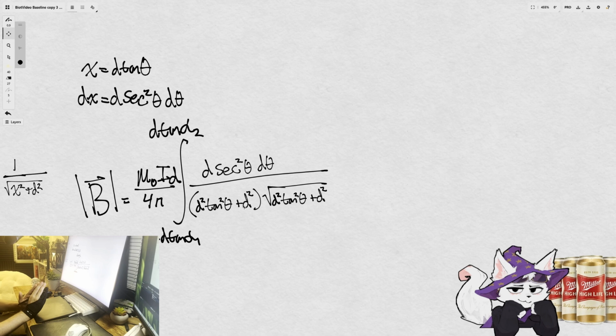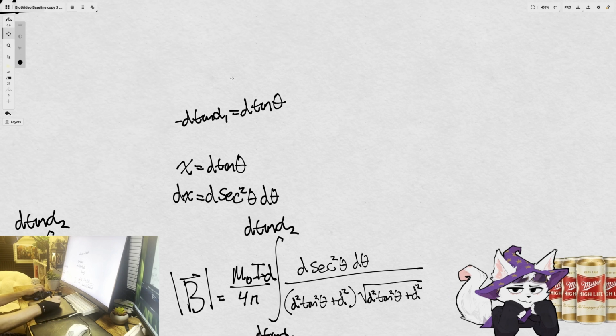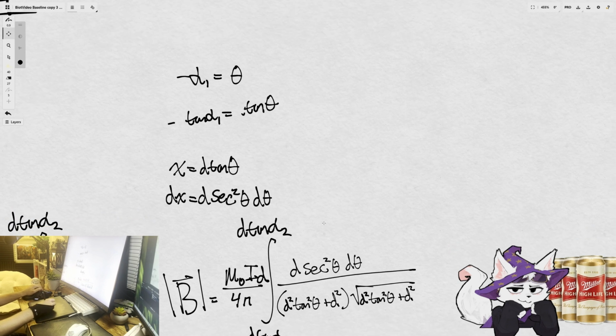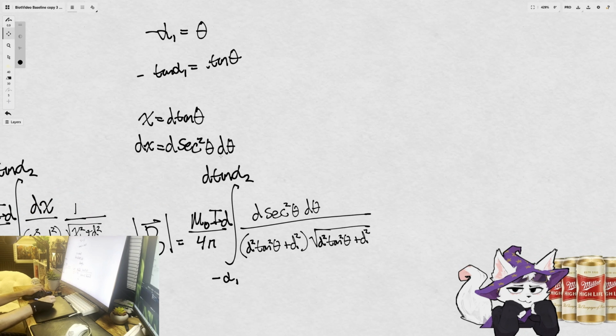Now since we did a substitution, we have to change our bounds as well. So when x is equal to negative d tangent alpha 1, it is equal to d tangent of theta. Now we can go ahead and just divide by d and take the arctangent of both sides to cancel out our tangent functions. So we're left with theta equaling negative alpha 1 for our lower bound. And we can do the same thing with the upper bound and say that it is equal to alpha 1.